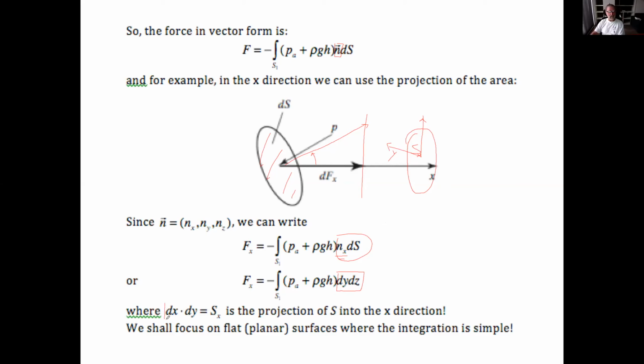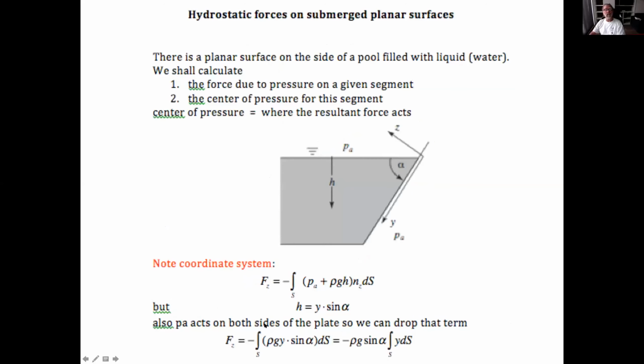You can look at that diagram and figure out what the area projection is and what the average pressure at that point is, and you can get the force right away. We're going to make it more official. We'll do it a little bit more officially.